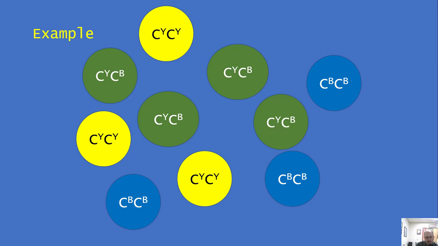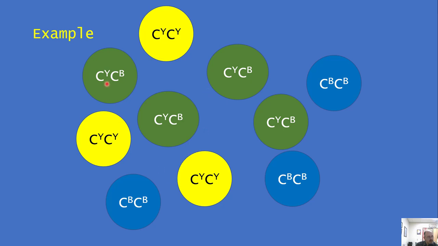0.5. Okay? Now, let's also figure out the frequencies of our 3 genotypes. Out of these 10 organisms, how many are yellow? Well, 1, 2, 3. So how many are CYCY? 3 of them. So 0.3, right?